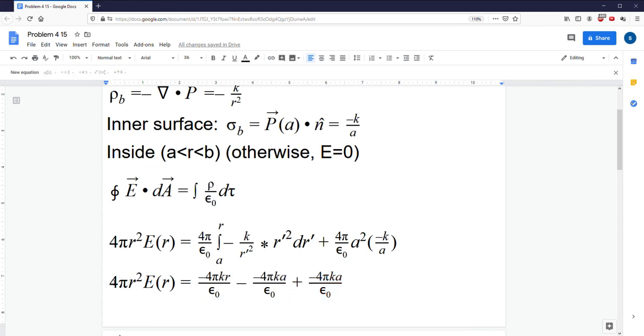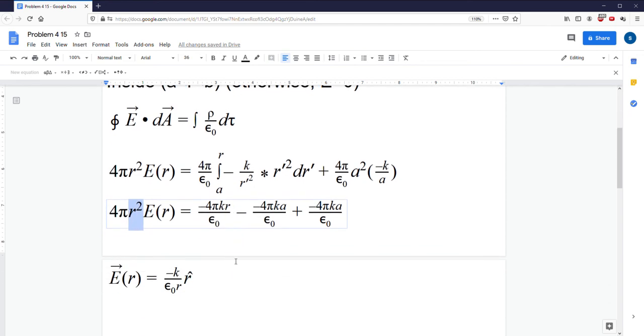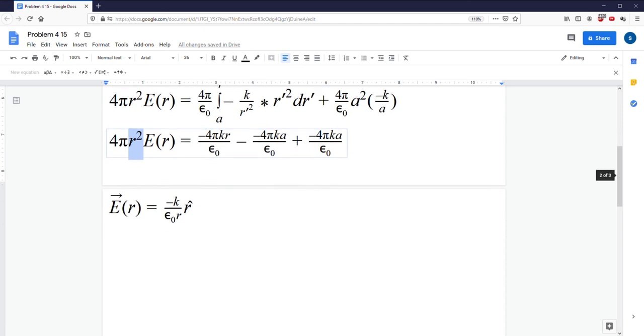We can go ahead and cancel out the 4 pi with this 4 pi, divide out this r squared, which cancels one of those r's, and we are left with the electric field at some distance away from the center of the sphere equal to negative k over epsilon naught r, r hat. Now, method number 2.